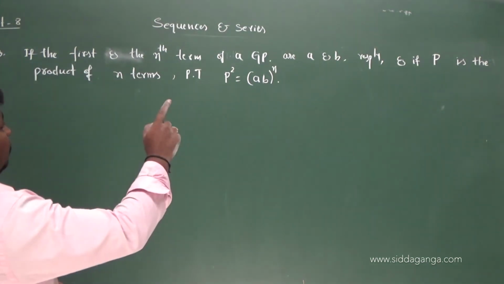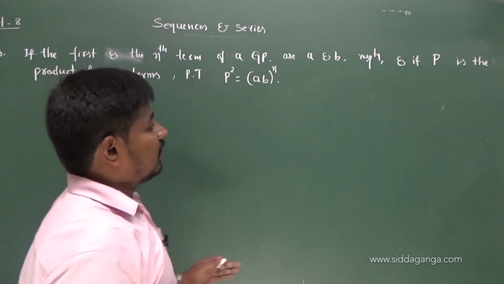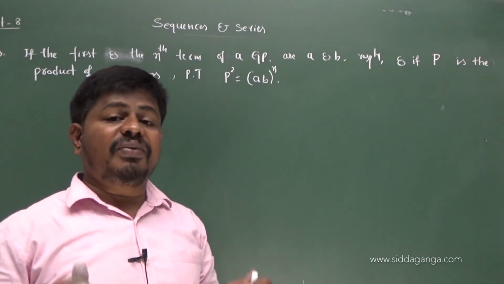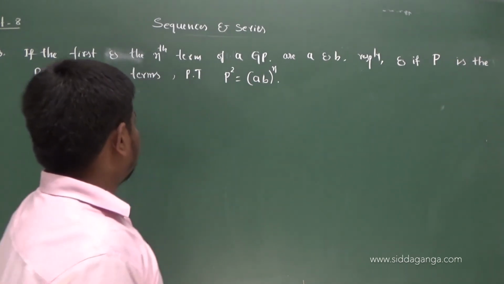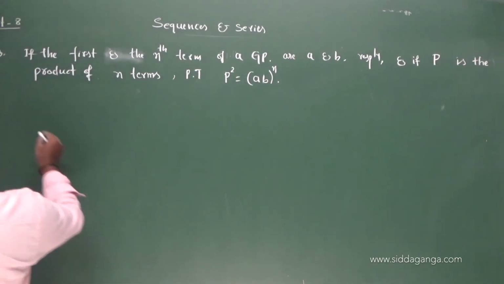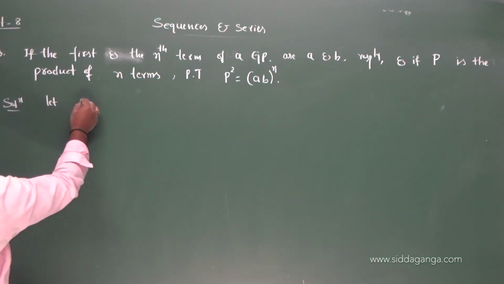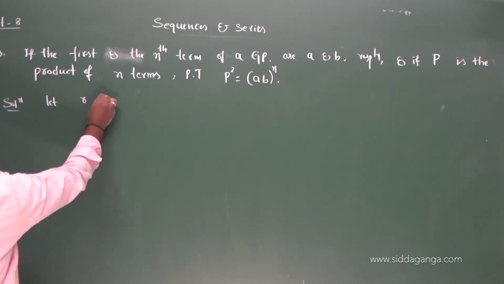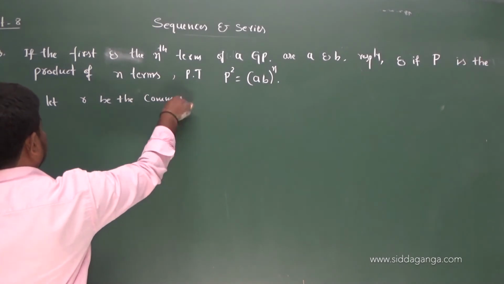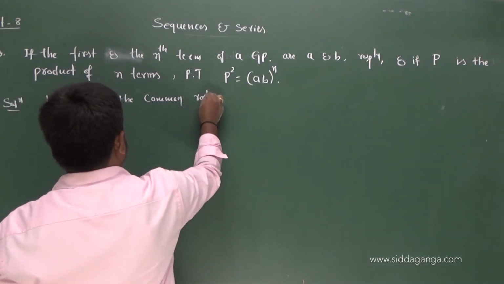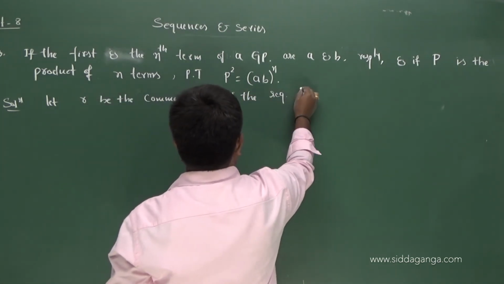A is the first term, B is the nth term, and P is the product of the n terms of the GP sequence. Then prove that P square is equal to AB power of n. Let A be given, and let R be the common ratio of the required sequence.